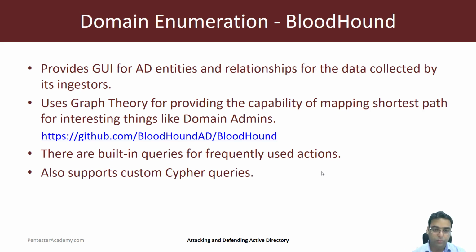It's an open source tool. You can get it from here. Now, there are some built-in queries for frequently used actions. For example, from your current entity, if you would like to find a path to a domain admin, and if it is available, BloodHound will try to do that for you. It also supports custom Cypher queries.